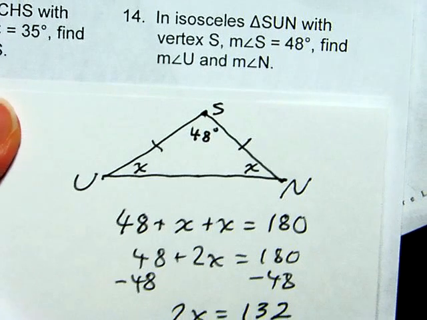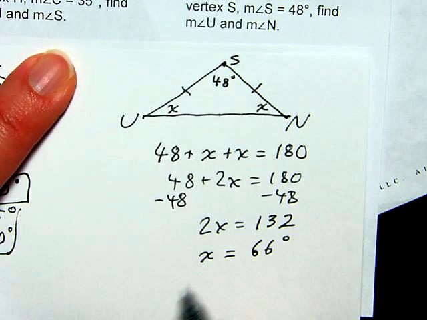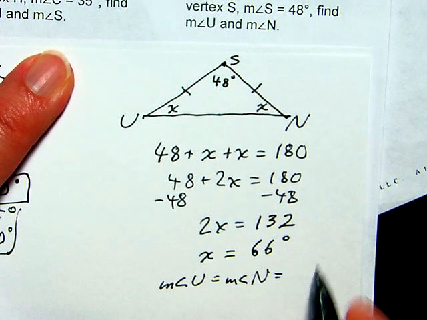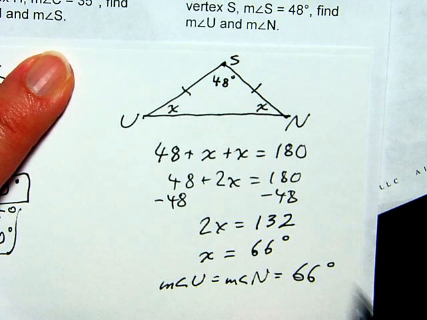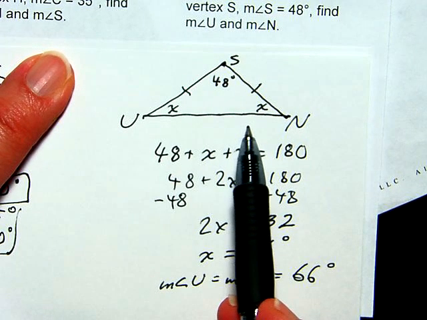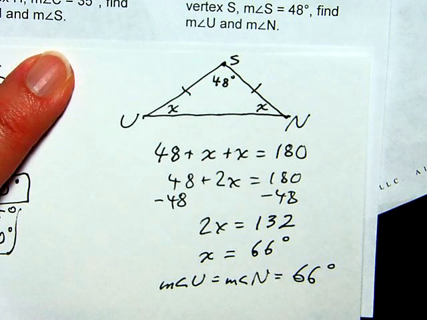So what we can say for an answer is that the measure of angle U equals the measure of angle N equals 66 degrees. And we can check that by adding 66 plus 66, which gives us 132, plus 48, which gives us 180 degrees.